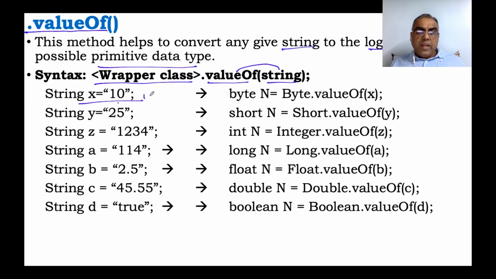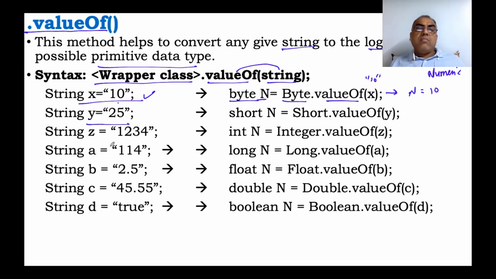So suppose I want 10 to be converted into byte. Of course my storing data type will be byte, but I'll say Byte.valueOf(x), where x is 10 as a string. This is going to make n equal to 10 as numeric. So now if I say n plus n, it will give me 20, 10 plus 10.